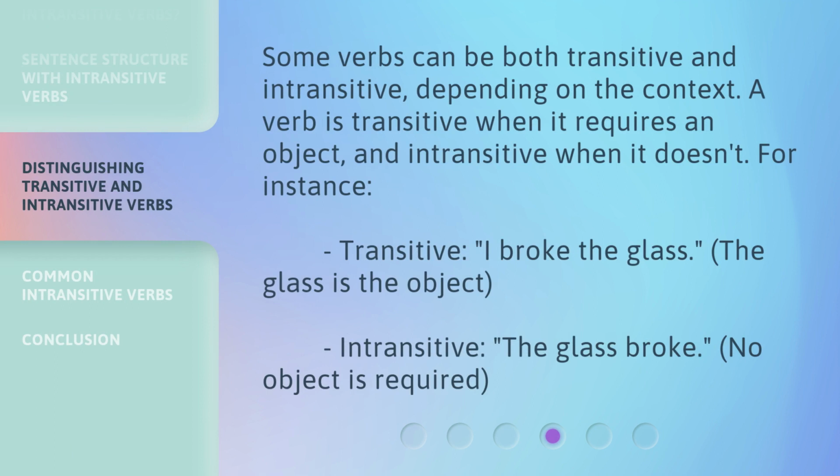Some verbs can be both transitive and intransitive, depending on the context. A verb is transitive when it requires an object, and intransitive when it doesn't. For instance, transitive: I broke the glass. The glass is the object. Intransitive: the glass broke. No object is required.